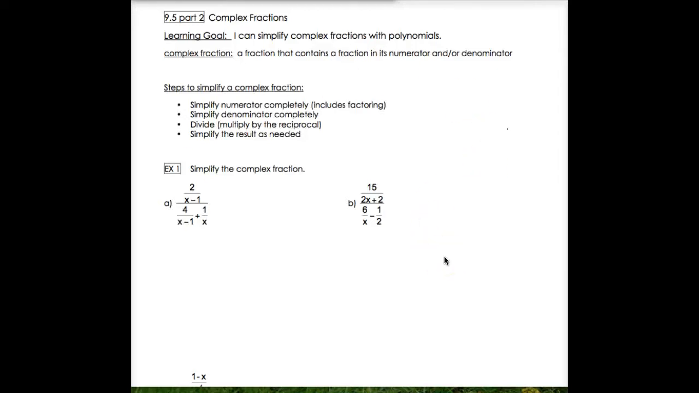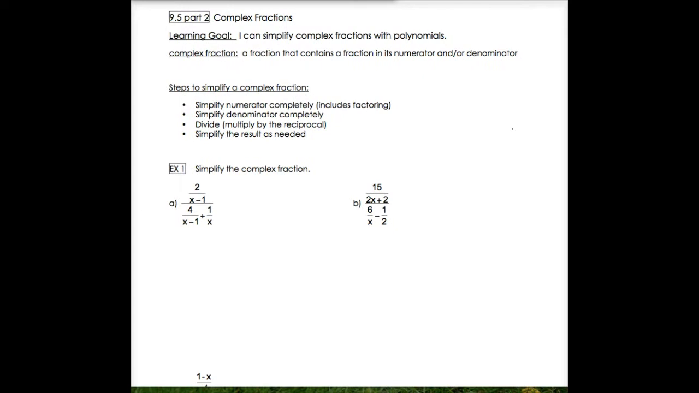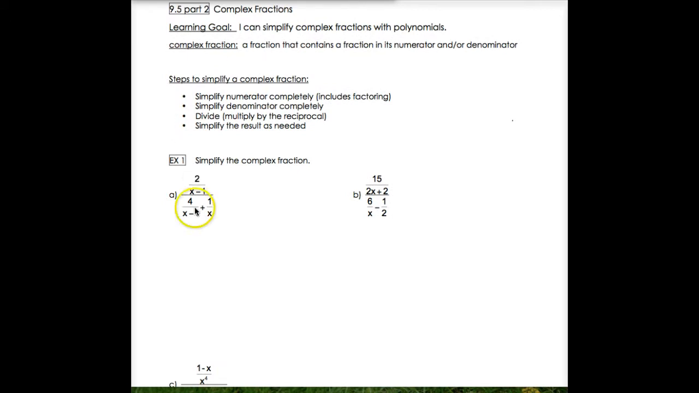All right, today we are going to finish up the last section. We broke it up because I know that the whole least common denominator thing is difficult for many of you. So today we are going to finish up section 9.5 and talk about complex fractions. Our learning goal for today: I can simplify complex fractions with polynomials.